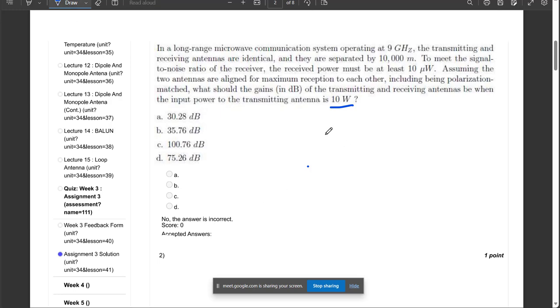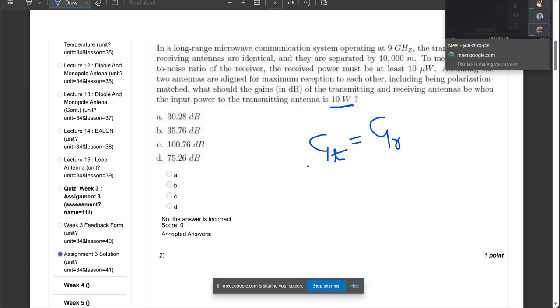What does this mean? This means that the gain of the transmitting antenna and the gain of the receiving antenna will be the same. Why? Because they are identical and their polarization is also matched. Now can you put all of these in the transmission equation and find out the gain? Yes, you can. I'm going to give you 3 minutes. Try to solve this question and then we'll discuss the answer.